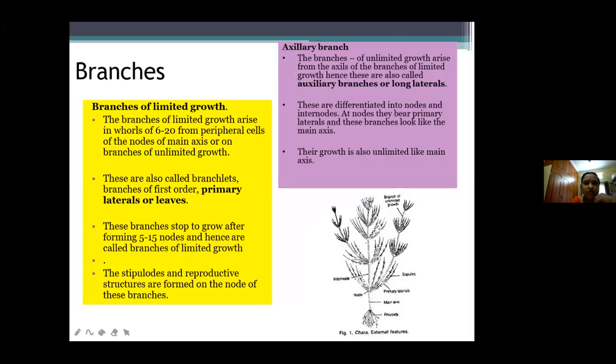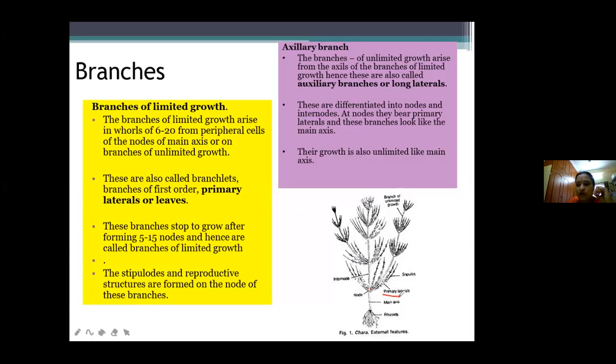First one, branches of limited growth. What is the other name? Short laterals. See here, I'll explain this one first. Branches of limited growth are short laterals. The short laterals are born in a row around the nodes, in those rows around the node of the main axis. See here, this is the node part, and around it in a row, the main axis. These short laterals are also known as primary laterals of limited growth.